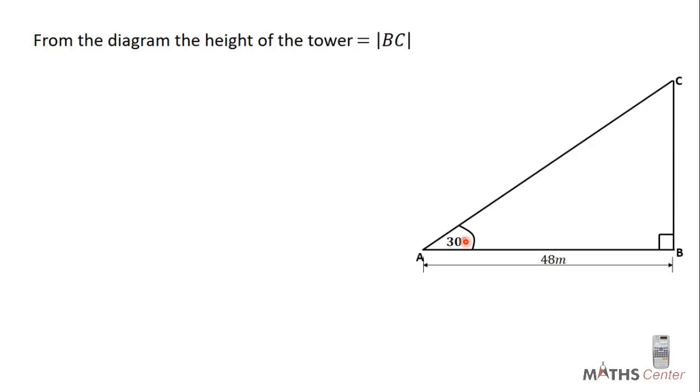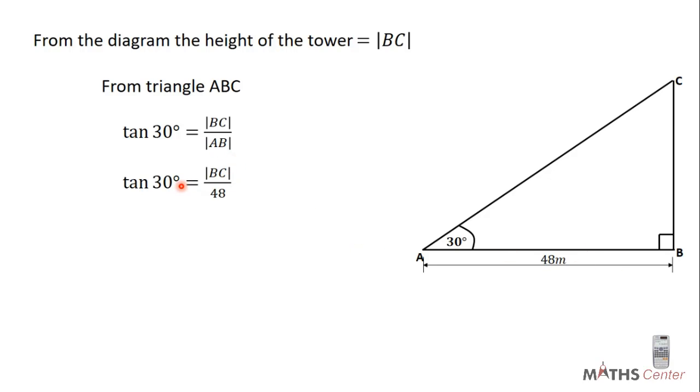We can use the trigonometric ratio tan to find the value of the length BC. So from the diagram, we can see that tan 30 degrees is equal to opposite, which is the length BC, divided by adjacent, which is the length AB. So tan 30 degrees is equal to BC divided by AB, which is 48 meters, so 48.